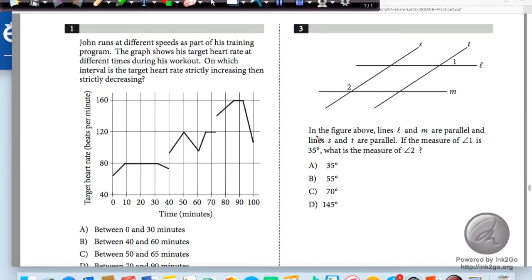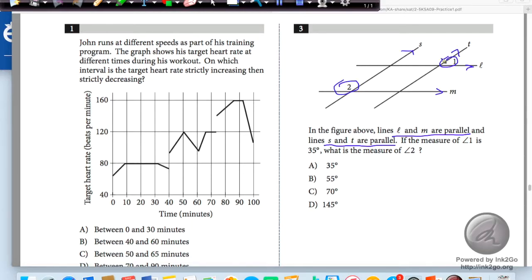Okay, question 3. It says, in the figure above, lines L and M are parallel, and lines S and T are parallel. So I would write this notation here to signify the fact that they're parallel together. I also like this because according to geometric proofs and rules, there's going to be a lot of things that I can utilize knowing that those lines are parallel to each other. If the measure of angle 1 is 35, what is the measure of angle 2? So angle 1 is over here, and angle 2 is over here.